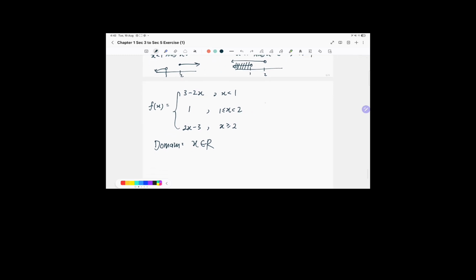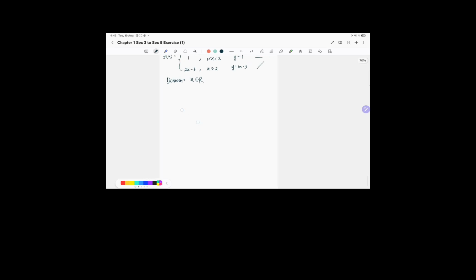Okay, then we want to sketch a graph. You want to sketch a graph, you have to analyze the expression here a little bit. So 3 minus 2x, you have y equal to 1, you have y equal to 2x minus 3. Before you sketch a graph, you look at the things you already know: it's a linear graph, a straight line. So this one is going down, this one is horizontal, this one is going up. And with a certain condition that I want to restrict it within that interval. So we draw the things one by one.